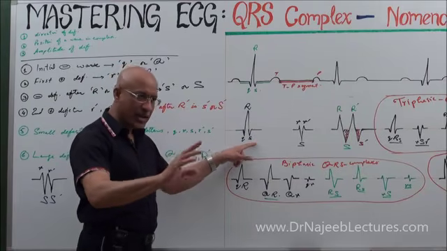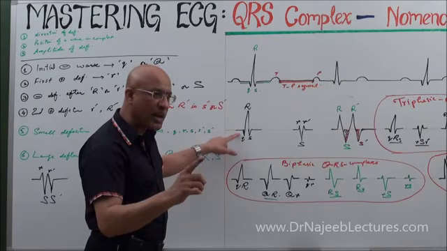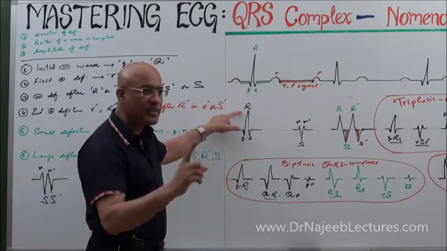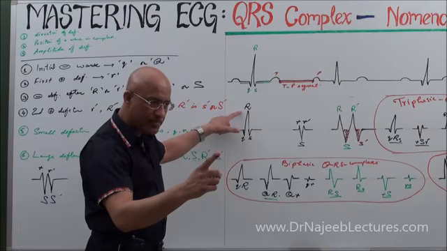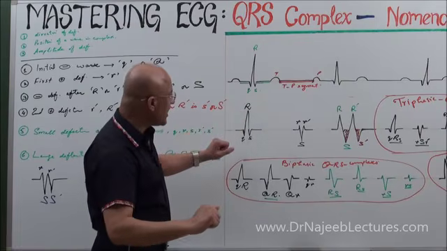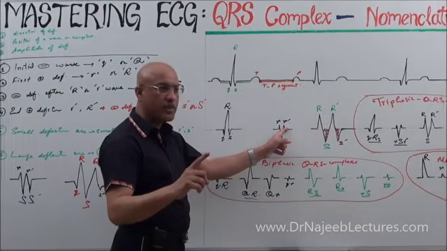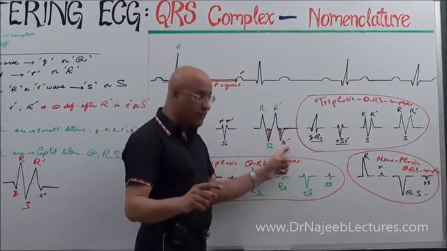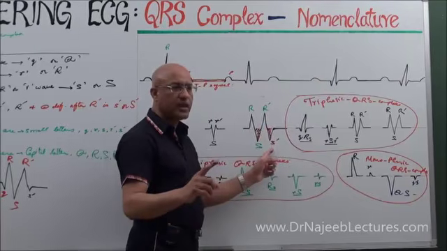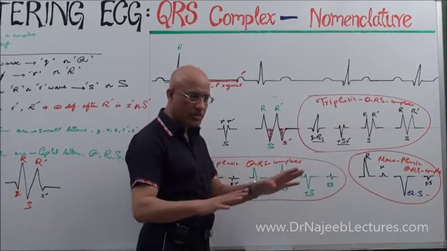Clear? Then, if there are small deflections, they should be designated by small letters. Large deflections are designated by capital letters. Then, if there is a second positive deflection, it should be considered R prime. And if there is a negative deflection after the R prime, that should be considered S prime. Any question up to this?